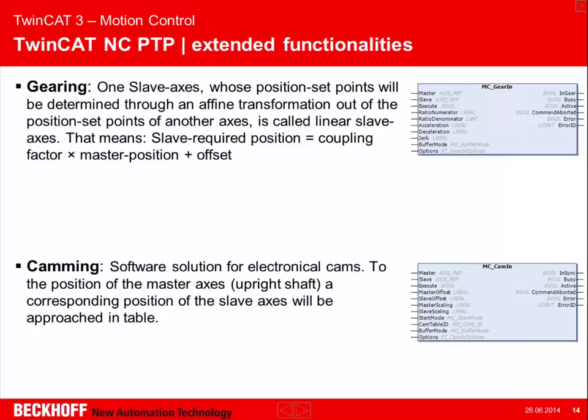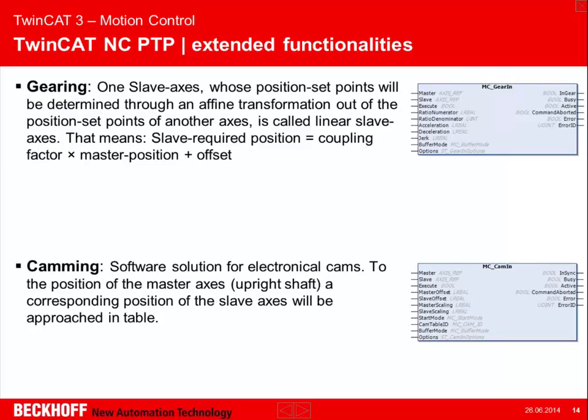The function blocks look more or less the same. For gearing and also for camming, we have a master input and a slave input, and of course an execute, and with the rising edge of the execute we start the gear in or the camming. On the other side we have outputs which are more or less standardized: always a busy, an active, a command aborted, an error and error ID, and special outputs, in this case an in gear and an in sync.